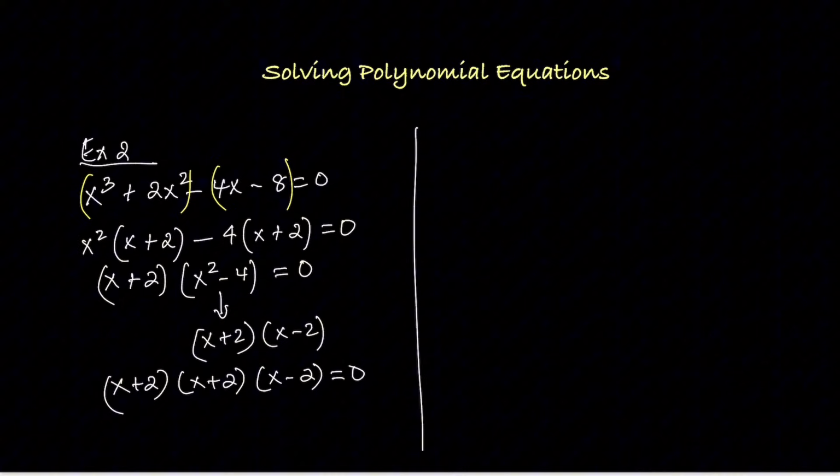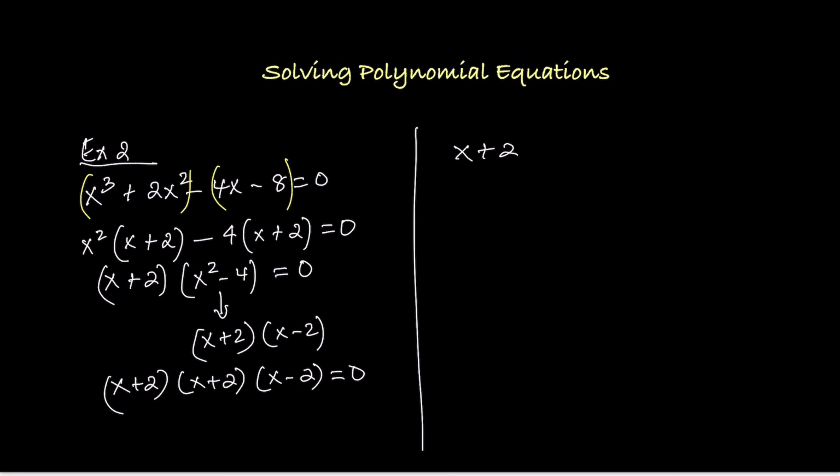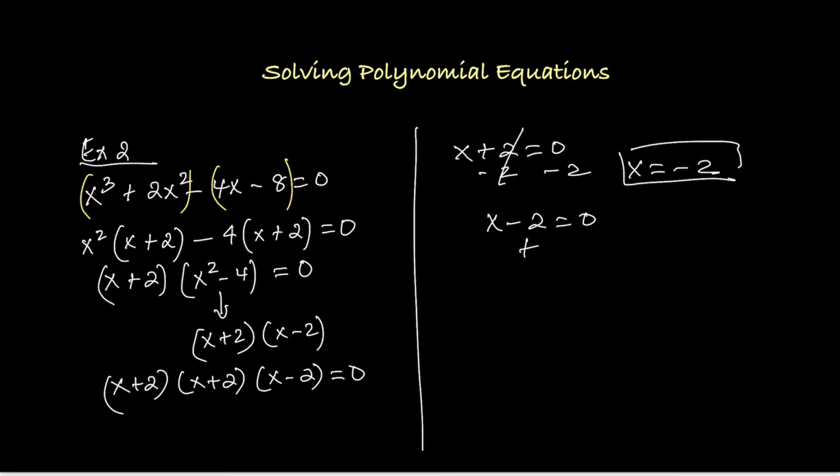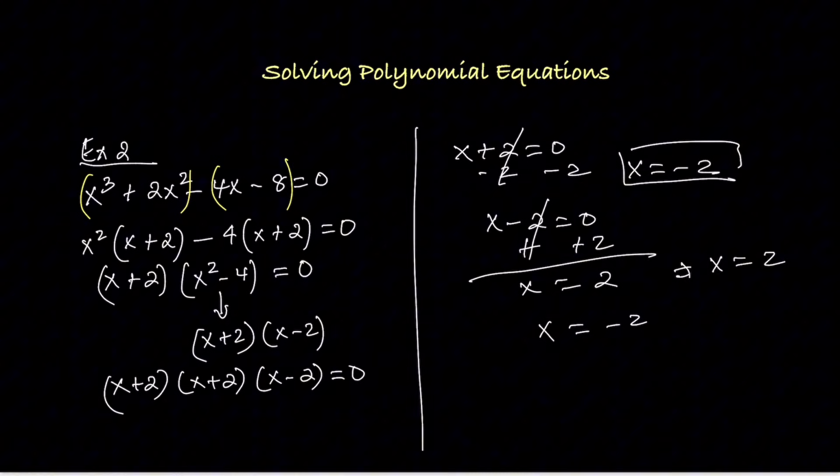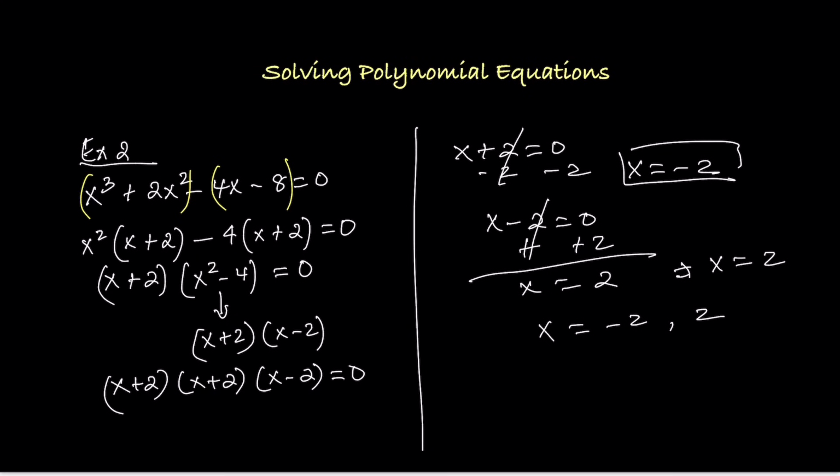Set each factor equal to 0. X plus 2 equals 0. Add -2 to both sides. So x equals -2. X minus 2 equals 0. Add +2 to both sides. So x equals 2. The final solutions are x equals -2 and x equals 2.